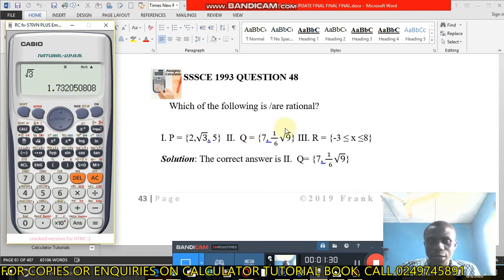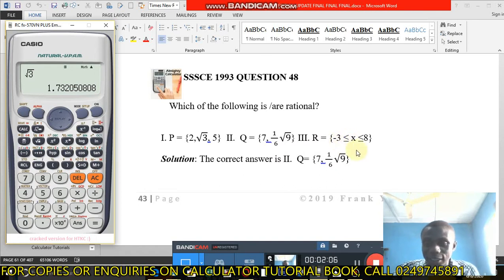Good. Let's go to II. That is set Q. 7 is a rational number. It can be expressed in the form of fraction. 14 over 2, 7 over 1. They are all rational numbers representative of 7. 1 over 6 is a rational number. Root 9, when we punch root 9, you get what? 3. 3 is what? A rational number. So in fact, the set Q, that is II, is a set of what? Rational numbers.